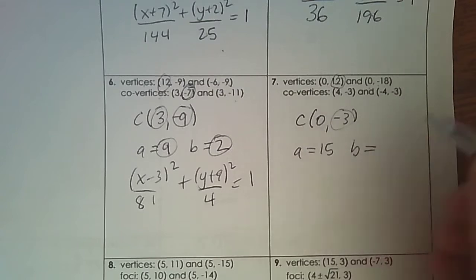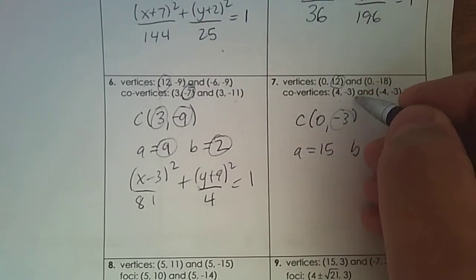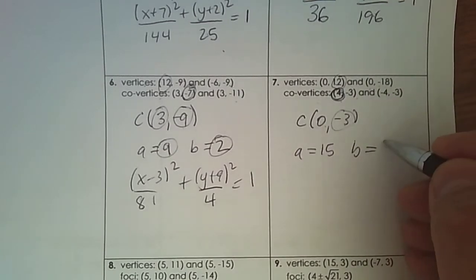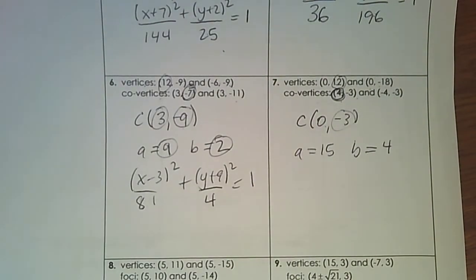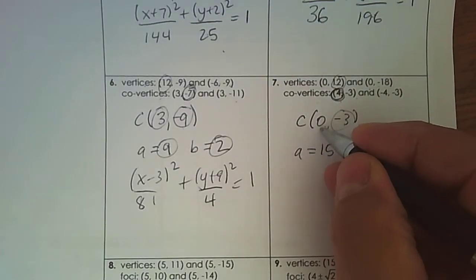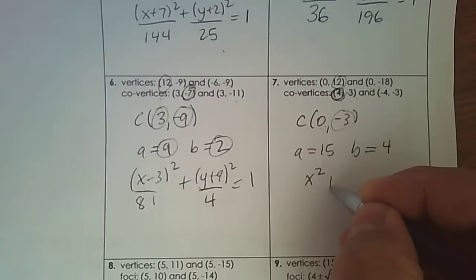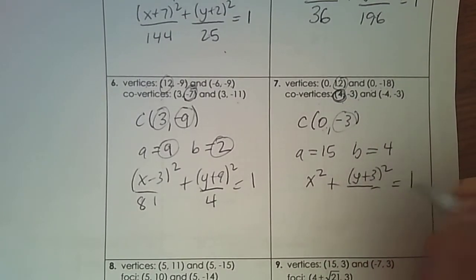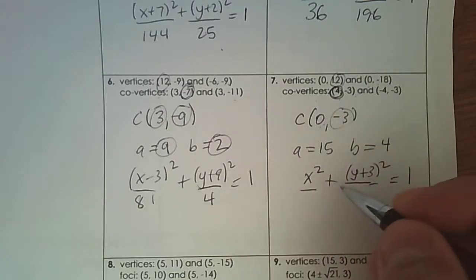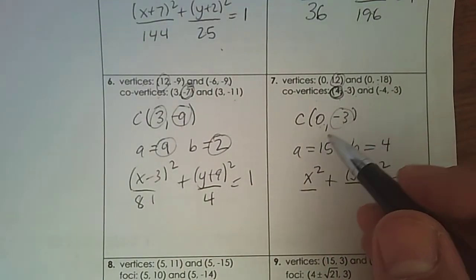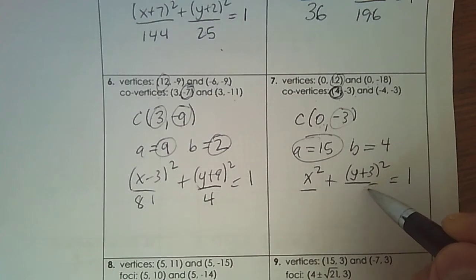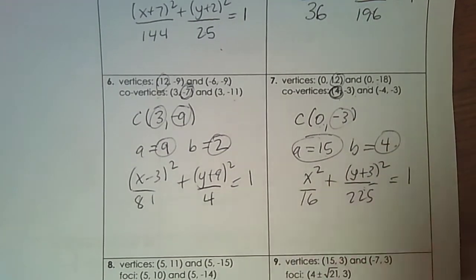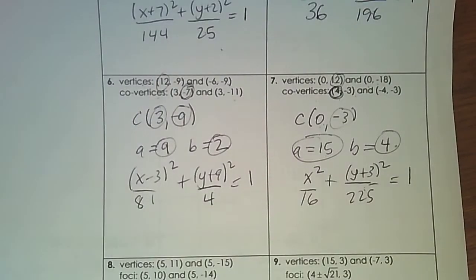And then for the b, I need the minor. So the minor vertex is at 4. So take 4 and 0. What's the distance? That's 4. Now we have what we need. So the center is at 0, so I just have x squared. For the y, I need to put down y plus 3 and square it. And then the denominator. Well, this is major. This is, again, a vertical, so this is going to go with a y. So square 15, 225. Square 4, that's 16. And you have your equation for your ellipse.